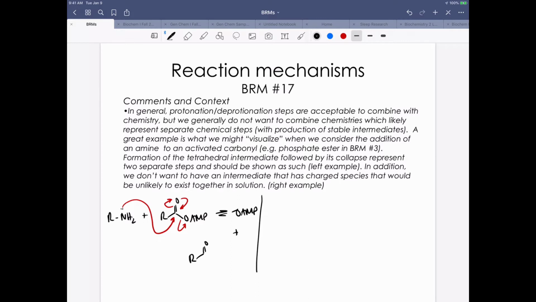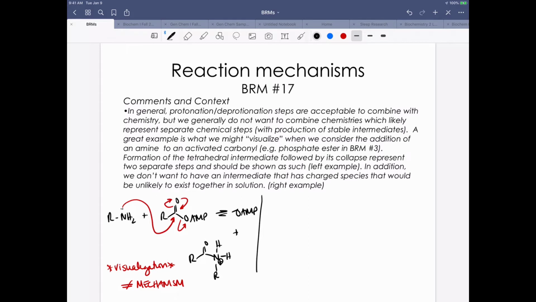plus our product here. So again, this is really good for visualizing. It's visualization, but that is not a mechanism. Sometimes we might do this as a way to think about what's going on, but again, highlighting this is not a mechanism. We've combined too many steps.